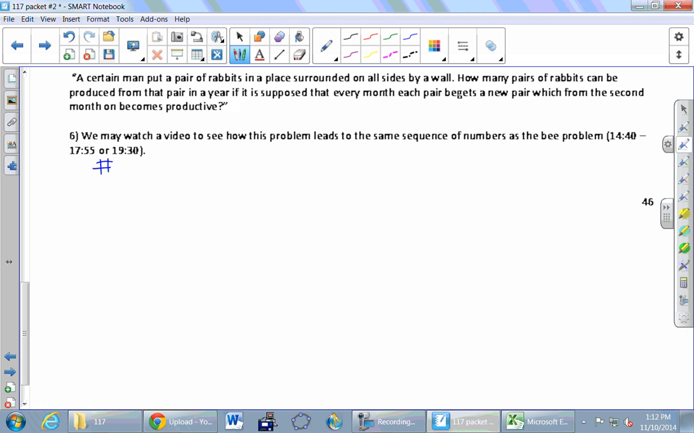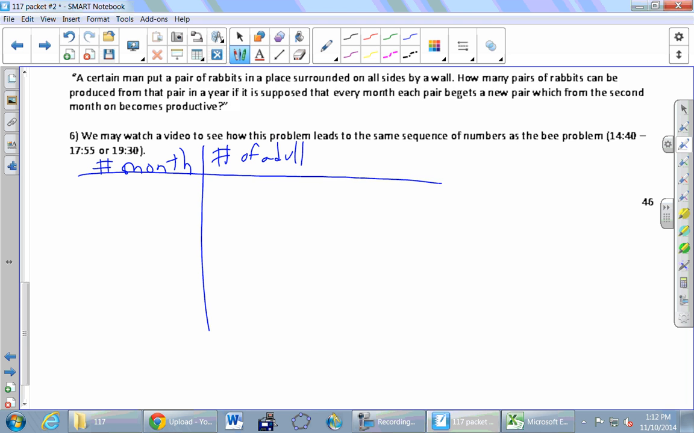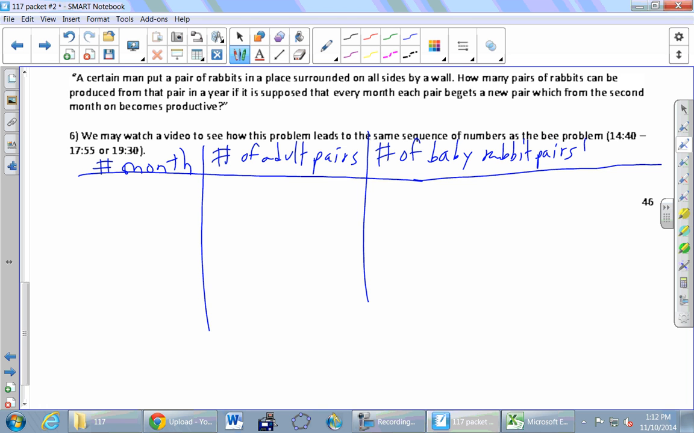So we're going to write down the number of months that we're in, and then we're going to write down the number of adult pairs of rabbits, and then the number of baby rabbits. They're babies for 1 month, is what it says in the problem, and then the total pairs.